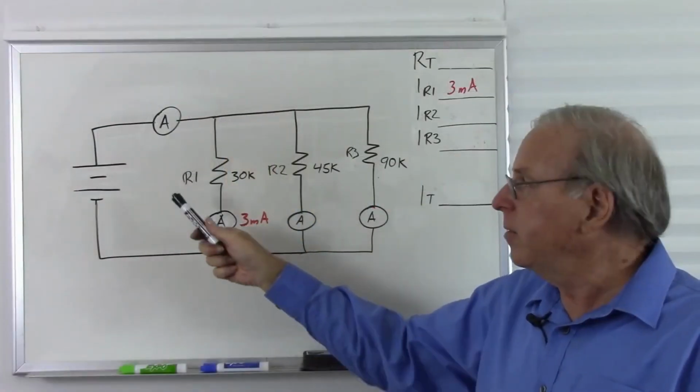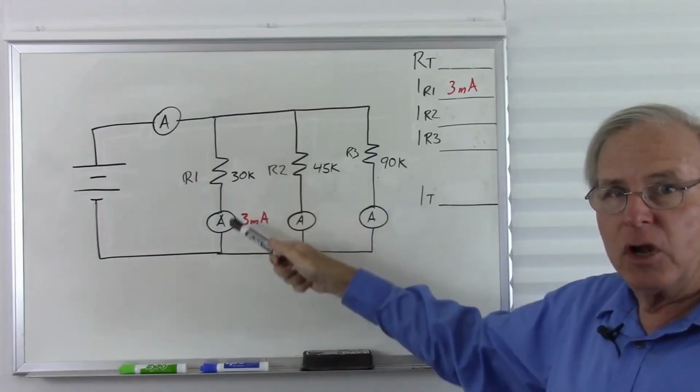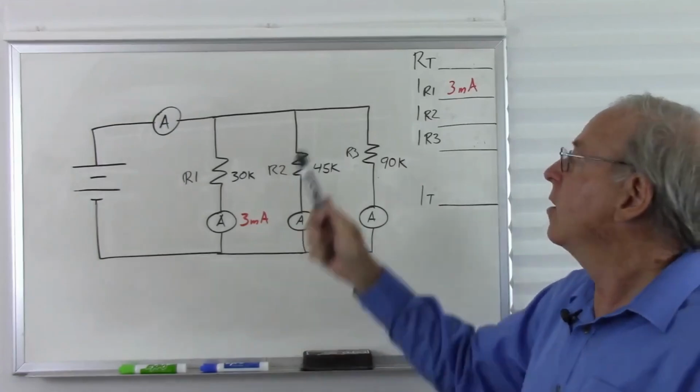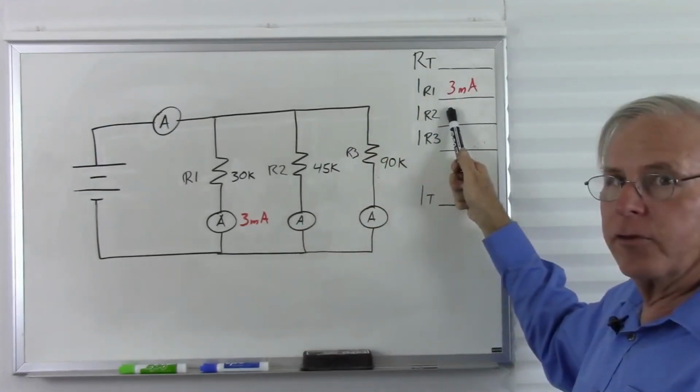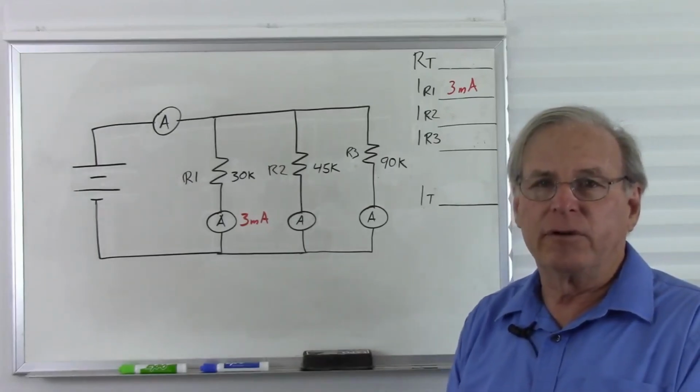Here's a similar problem. We don't know the battery voltage, but we do have our resistances, and we know our current through R1, which is 3 milliamps. We want our total resistance, current through R2, current through R3, and our total current. Pause the video and solve the problem.